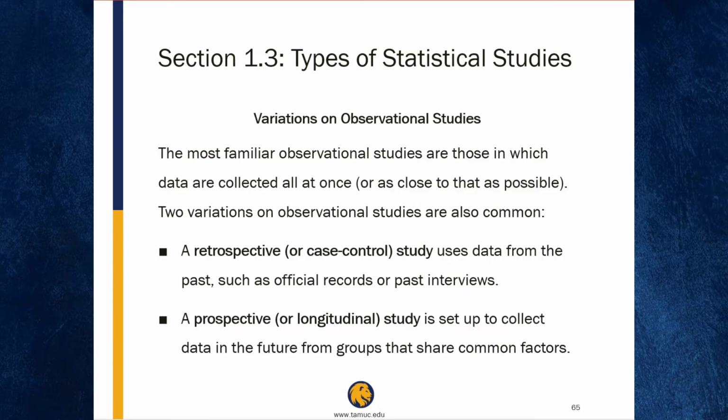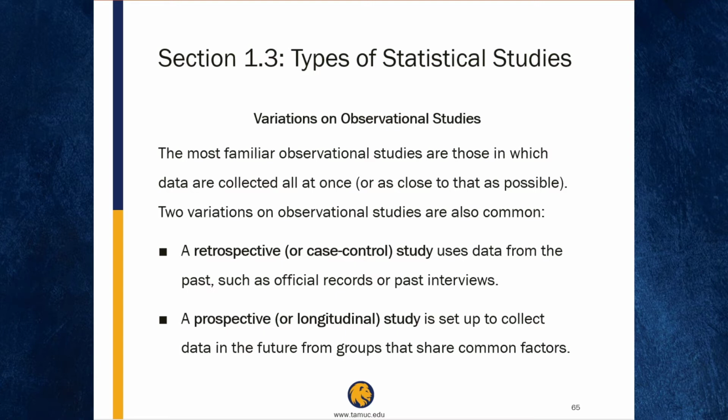So, some variations on observational studies. The most familiar observational studies are those in which data are collected all at once, or as close to that as possible. Two variations on observational studies are also common. A retrospective or case control study uses data from the past, such as official records or past interviews. A prospective or longitudinal study is set up to collect data in the future from groups that share common factors.